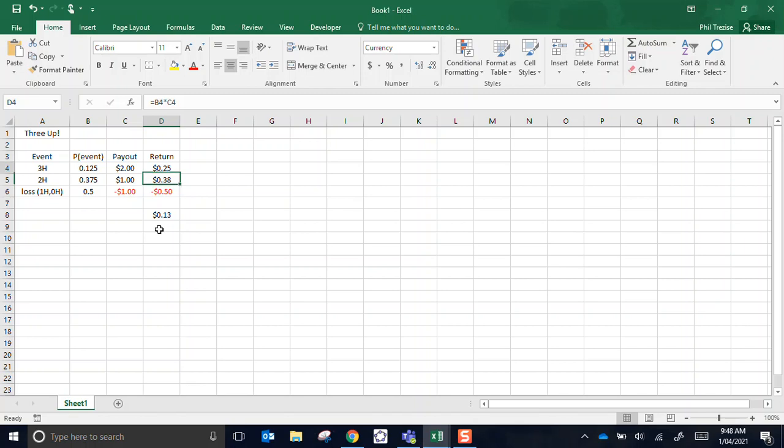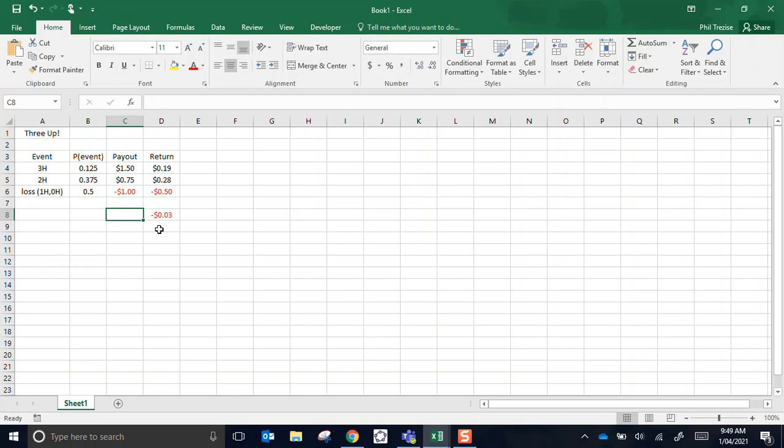Now, that's still giving a positive return to the player. I still have prizes that are too much. So maybe I could lower this one to $1.50. Sorry, that was supposed to be $1.50. And this one could be 75 cents. That's more like it. The player is now losing 3 cents for every dollar they bet.